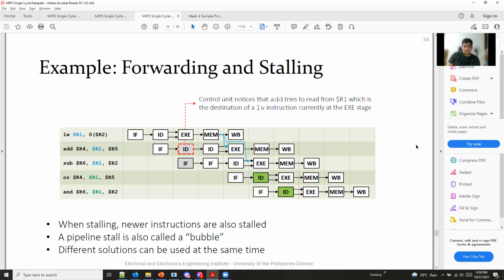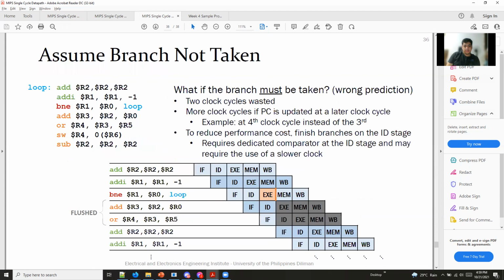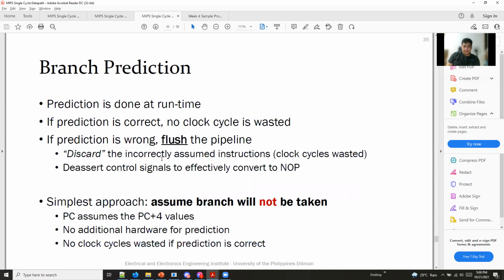So, other examples lang din. Tapos sa branch prediction, predict natin kung sino yung pupuntahan. If mali, may flush, so i-discard lang. So, parang effectively nagiging no-op yung instruction.